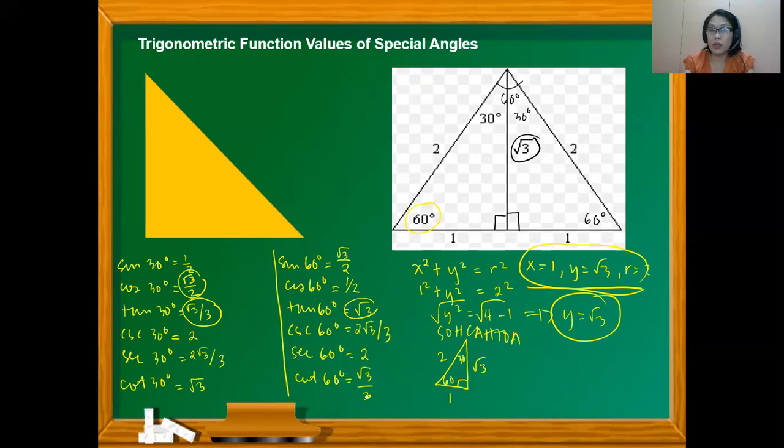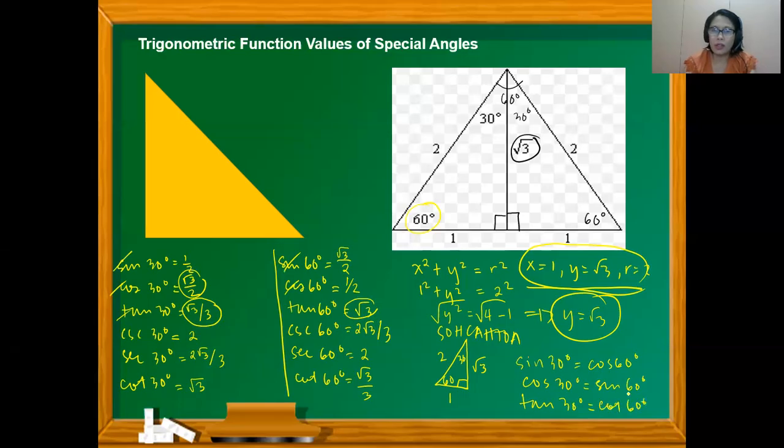Now, before we proceed with evaluating the trigonometric function values of theta equals 45 degrees, let's compare the values of sine 30 and cosine 60. They're equal. Sine 30 equals cosine 60. What else? Cosine 30 is equal to sine 60. And tangent 30 is equal to cotangent 60.